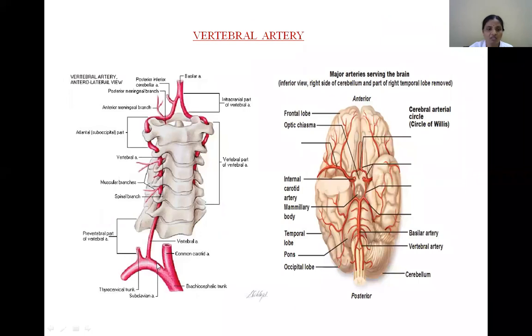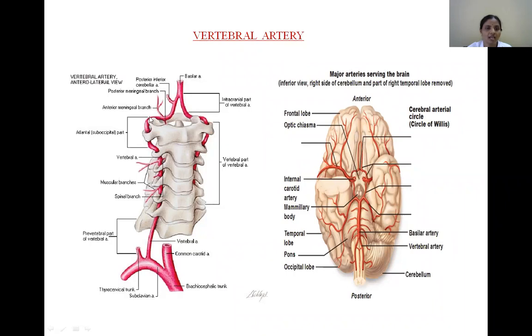After taking origin from this subclavian artery, it ascends toward the foramen transversarium of the sixth cervical vertebra. From here onwards, it ascends through all the foramina transversaria of the cervical vertebrae except the seventh one. Then after passing through the foramen transversarium of the atlas, it ascends medially, then lodges in a grooved surface present on the posterior arch of the atlas.